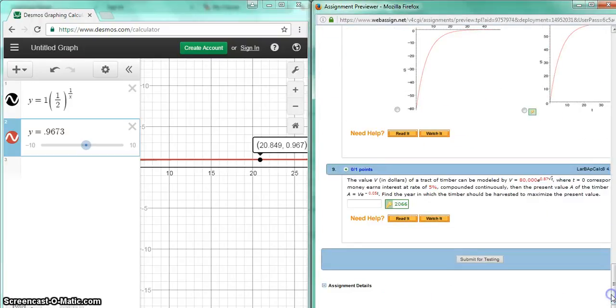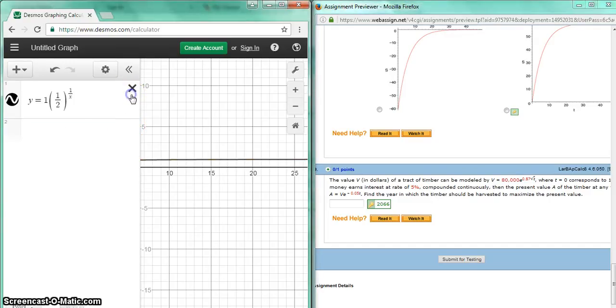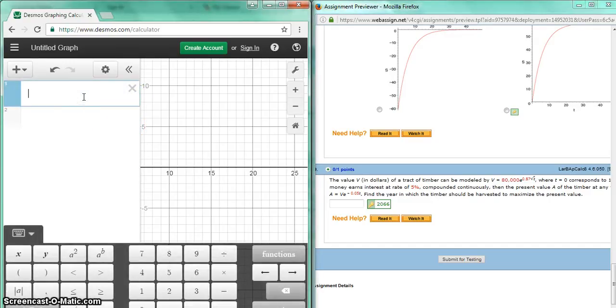And last one I thought we'd look at is number 9. So with number 9, we have these two equations, and we're trying to find the year in which timber should be invested to maximize present value. So A represents the present value. It has this V equation, which they give us up here. Both of these equations are affected by time. So if I wanted to find where it maximized, I could put these together and then take the derivative of them.